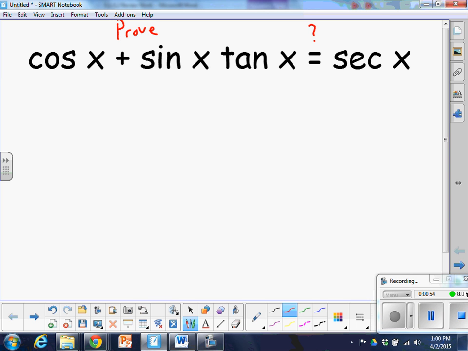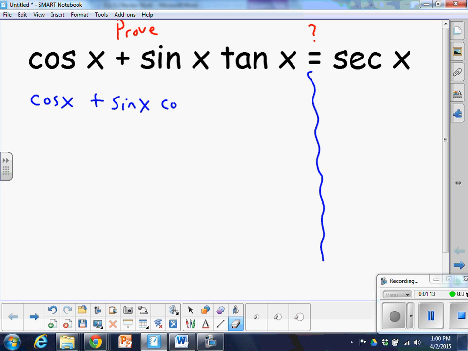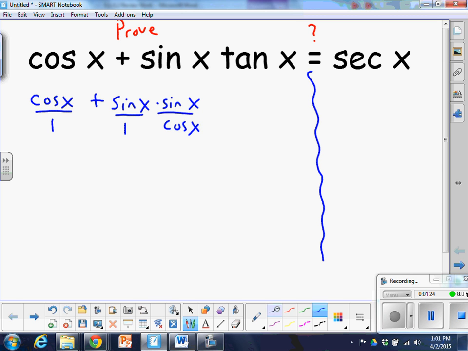What I like to think of is a big wall dividing these things, and you can usually work with the messier side first, so the left side over there. So let's just start rewriting a little bit. So cosine x, sine x. What I'm doing first is trying to get everything in terms of sines and cosines. So I'm going to replace that tangent with sine x over cosine x. And then just throw some ones under these just to get everything with a fraction.